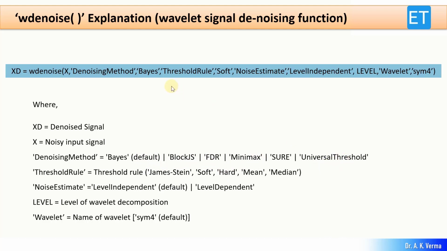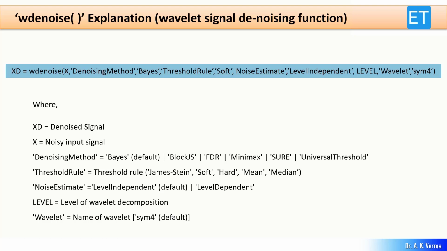And for the threshold rule, you can choose soft thresholding, hard thresholding, mean, median, and James-Stein. Then noise estimate, either it is LevelDependent, which is equivalent to the MLN in wden, or LevelIndependent, which is the default, equivalent to the SLN of wden. And then level is the number of wavelet decomposition levels, and for the wavelet name here we have used sym4, which is actually the default, Symlet 4.